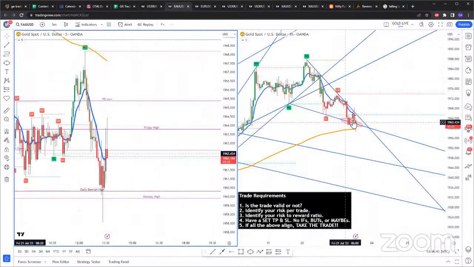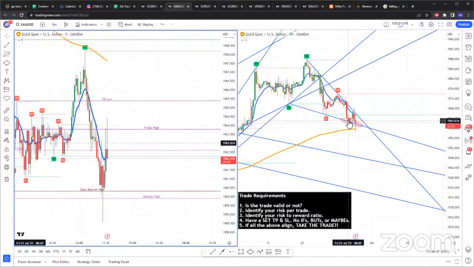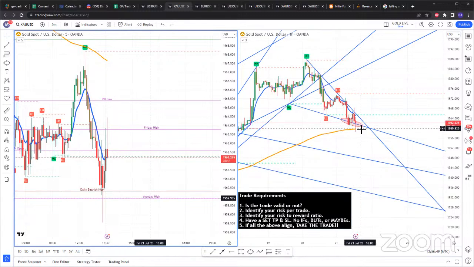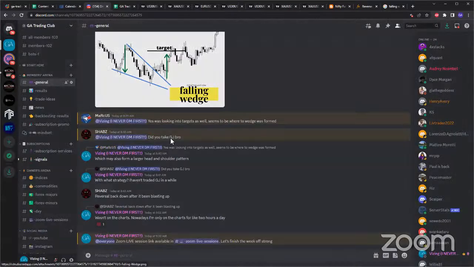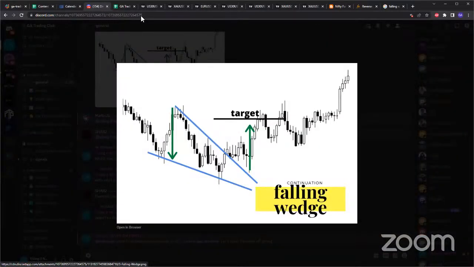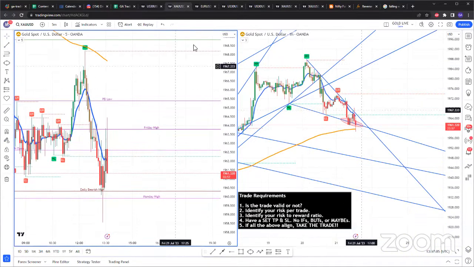Gold, you can see we are playing around this trend line to the downside. So from this high low to this lower low, you can see price is acting as a magnet around this region. So in the Discord today, we were talking about how this is a falling wedge. I've never traded falling wedges before, but if you look at the falling wedge, what we would expect to see, and you can see this is exactly what we have on gold right here, right? Because it's this region right here.